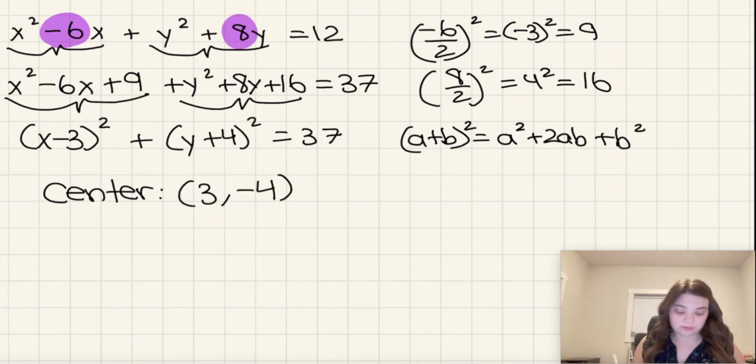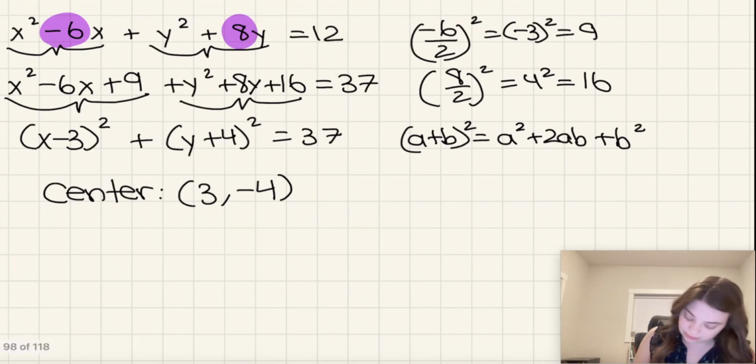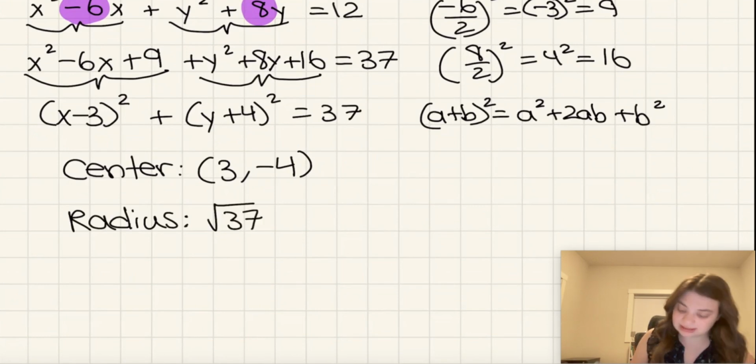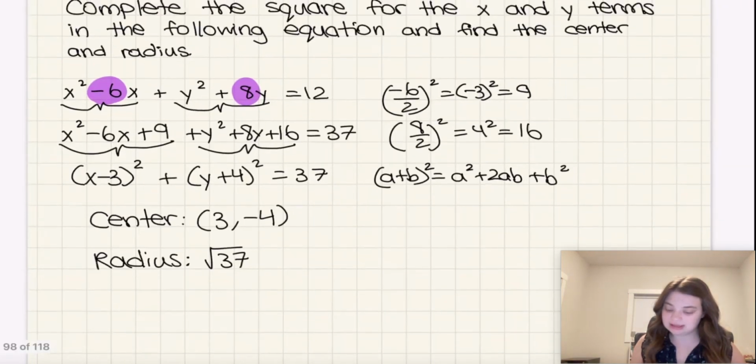And then as for the radius, that's going to be the square root of what we have on our right. So the radius is going to be the square root of 37 in this case, and only the positive square root. Since it is a radius, it must be just the positive square root, not plus or minus the square root in this scenario.